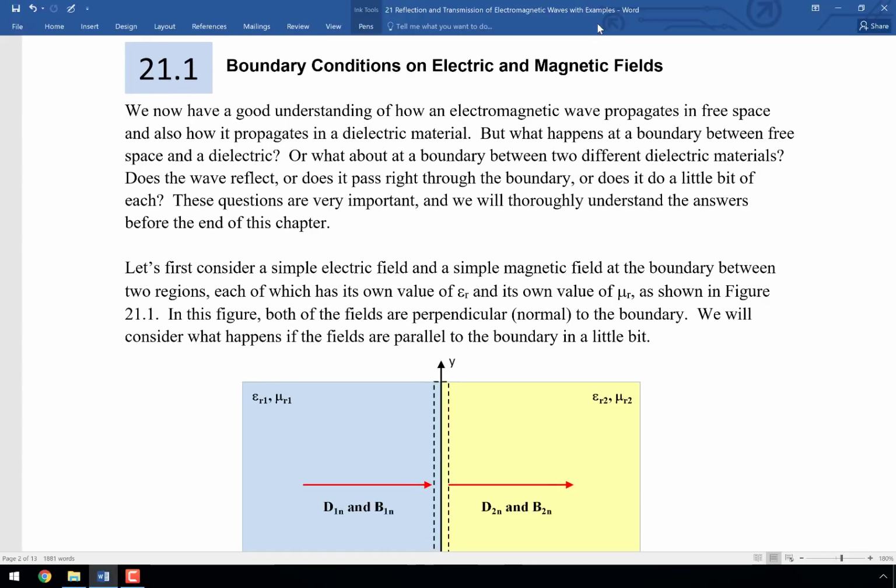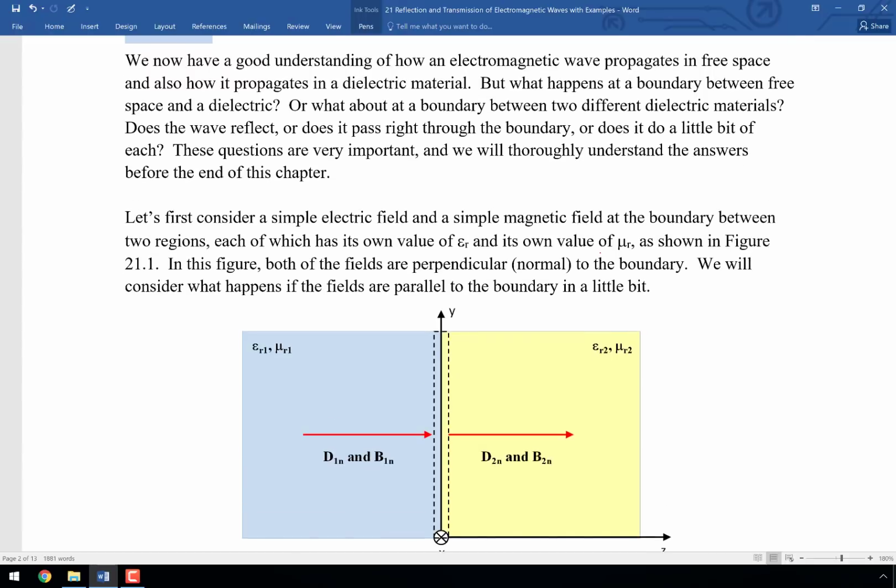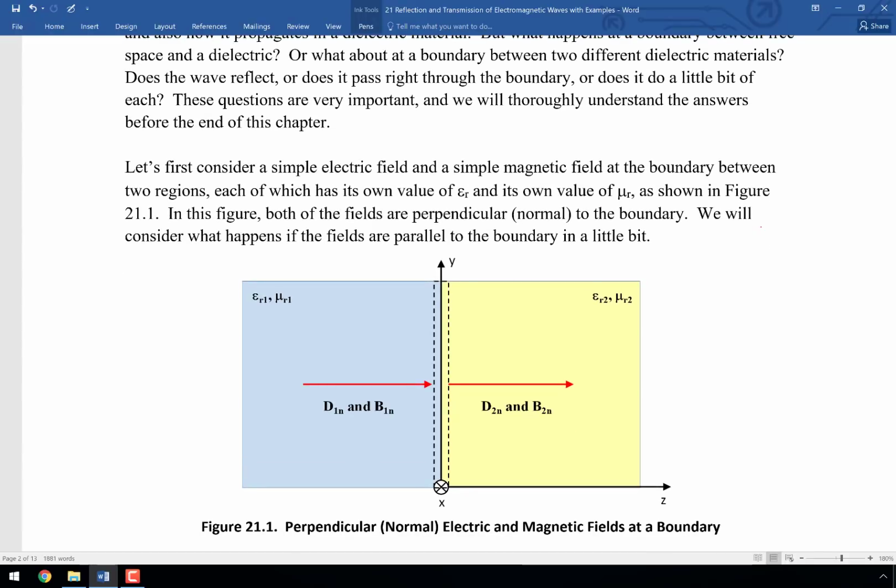So what we're going to do is first of all talk about an electric field and a magnetic field at the boundary between two regions. Each one of those regions has its own value of relative dielectric constant, relative permittivity, and also of the magnetic field relative permeability. And so what we want to know is what happens at the boundary.